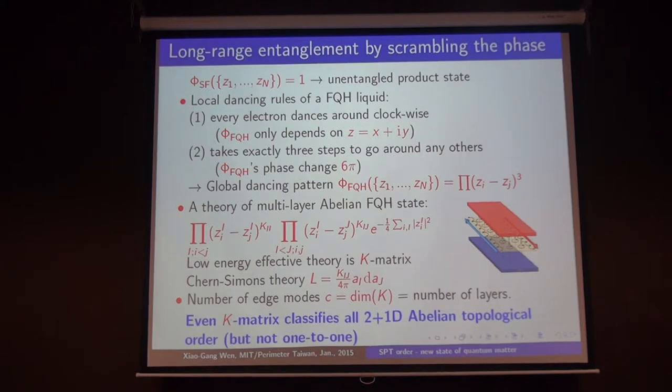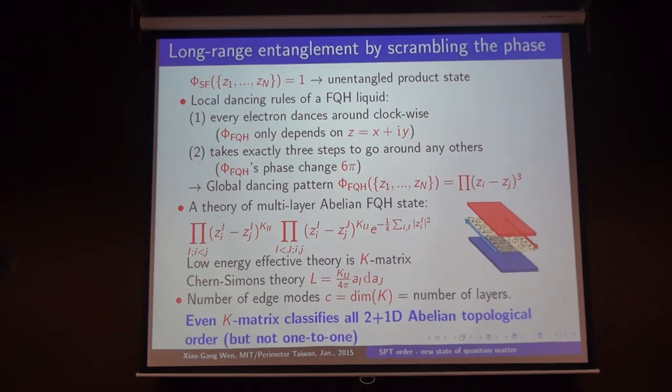So we can call this kind of choice of phase as describing some kind of dancing. You know, quantum fluctuation like a dancing pattern. Like a superconductor is like a waltz. But the quantum Hall state is a more modern dance. So everybody dances with everybody else. But they follow some dancing rules that correspond to this order.